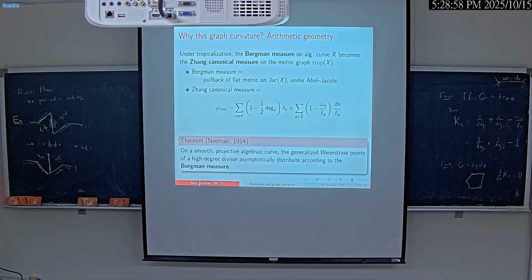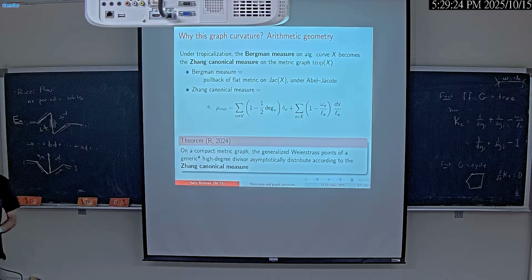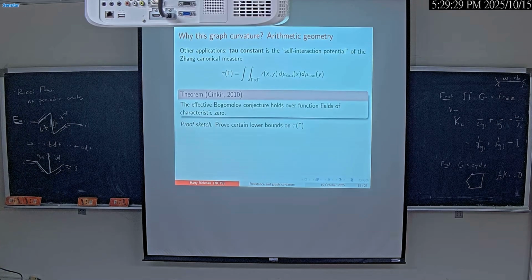Due to lack of time, I'm not going to say anything about what Weierstrass points are, but it's a classical construction for Riemann surfaces. You can do the same process on a curve over a p-adic field, the non-Archimedean field, and it turns out we also get a limiting distribution of the Weierstrass points, where the limiting distribution is the Zhang canonical measure. So this is one way in which we can say precisely that they serve analogous positions.